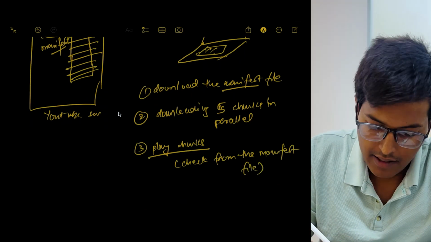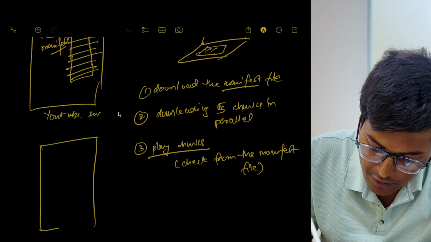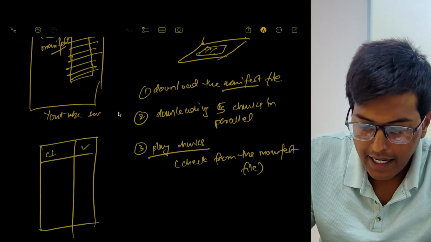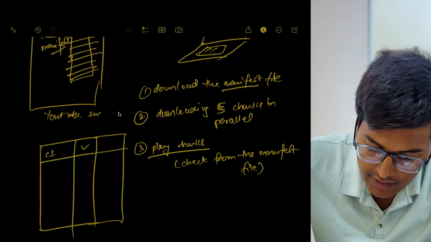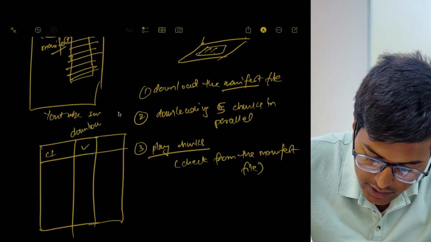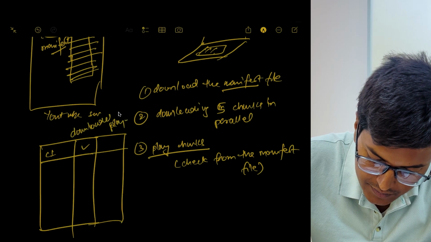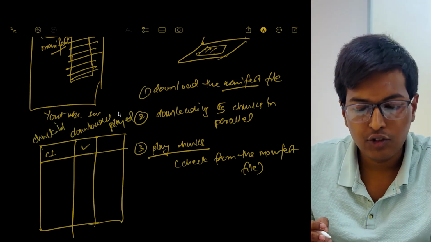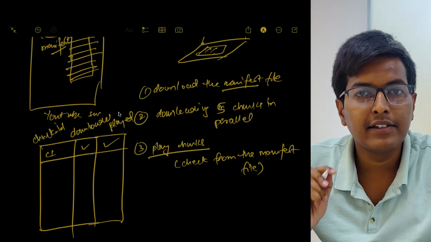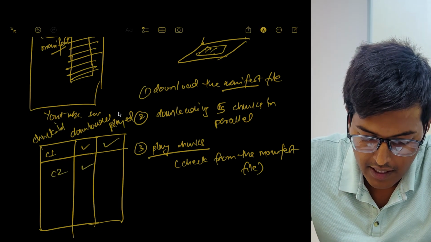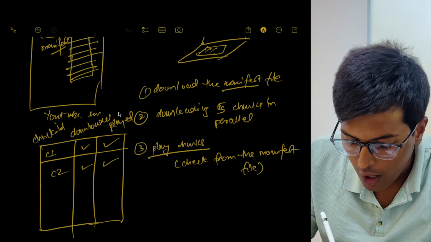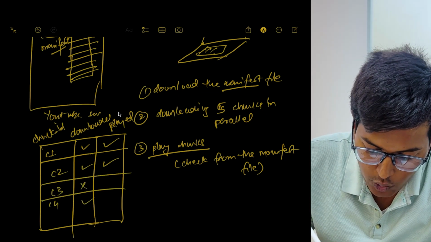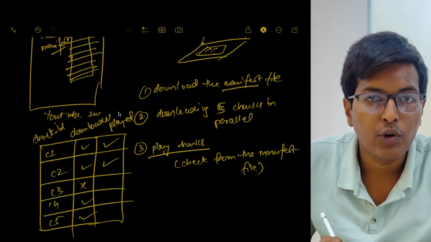What will you check? You will check your manifest file: whether chunk 1 is downloaded and played or not. Let's say this is downloaded, this is played, and this is the chunk ID. Chunk 1 is played and downloaded. Chunk 2 is downloaded and played. However, chunk 3 is not downloaded. Chunk 4 is downloaded. Chunk 5 is downloaded.